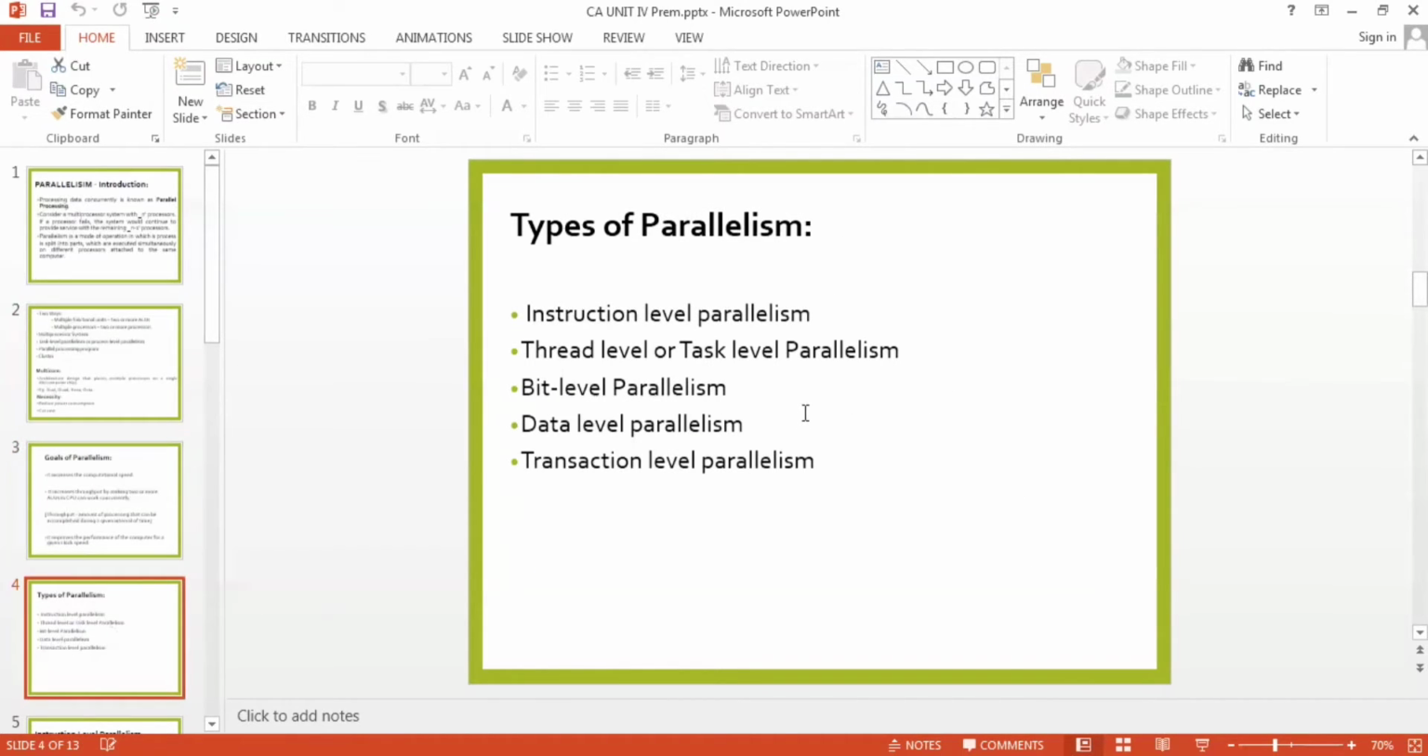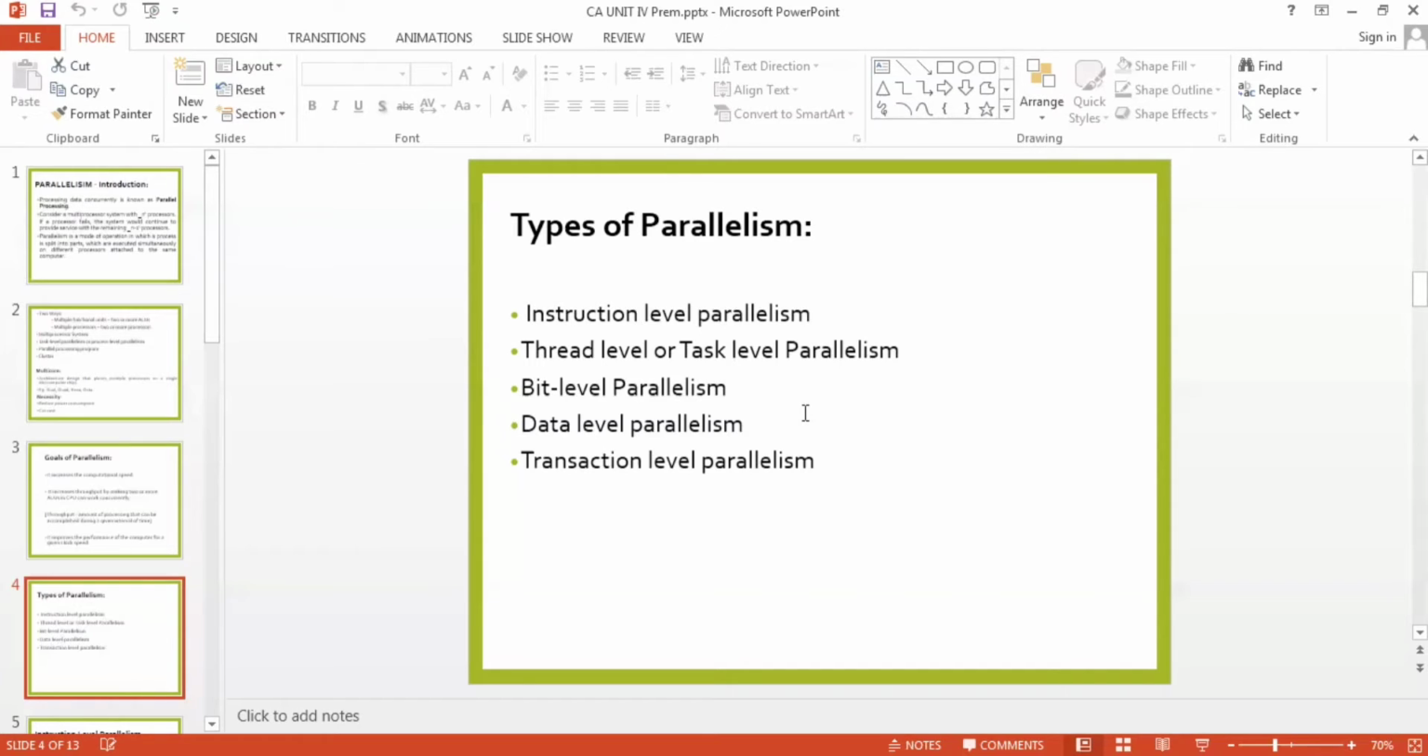Next one, types of parallelism. What types can be implemented with the help of parallelism? One is instruction level parallelism. Second, thread level or task level parallelism, bit level parallelism, data level parallelism, and transaction level parallelism. In instruction level parallelism, we have a processor and a set of instructions. The instructions are split and each instruction is allocated to a particular processor to execute.